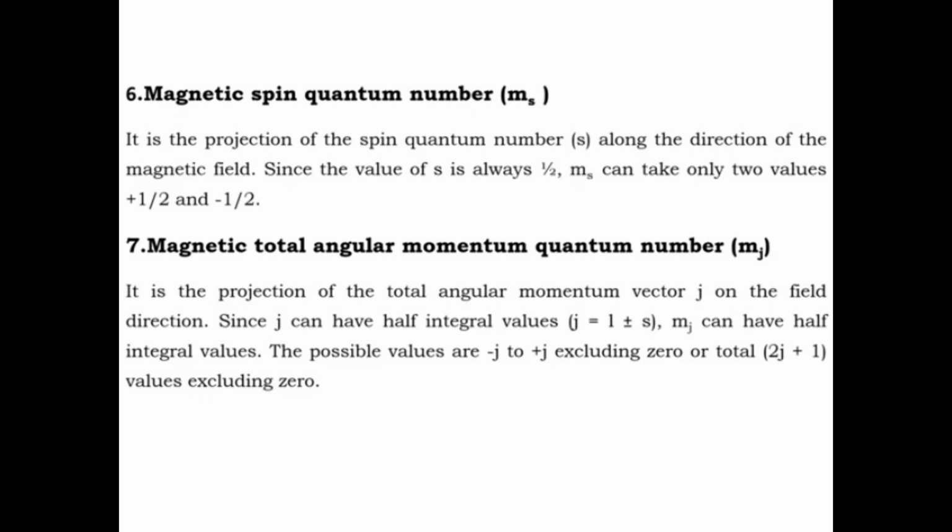Finally, the magnetic total angular momentum quantum number Mj. It is the projection of the total angular momentum vector J on the field direction. Since J can have half integral values, J is equal to L plus or minus S, Mj can have half integral values. The possible values are minus J to plus J, excluding 0, or total is 2J plus 1 values.